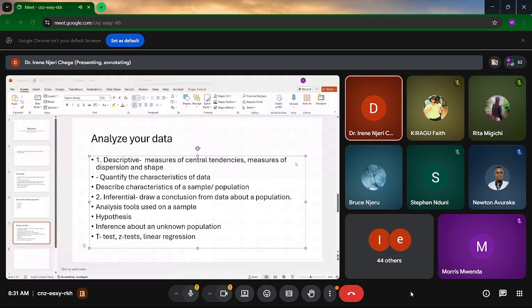But in inferential statistics, we use it to say that the sample is representative of a population. So it infers. Then we test a hypothesis.